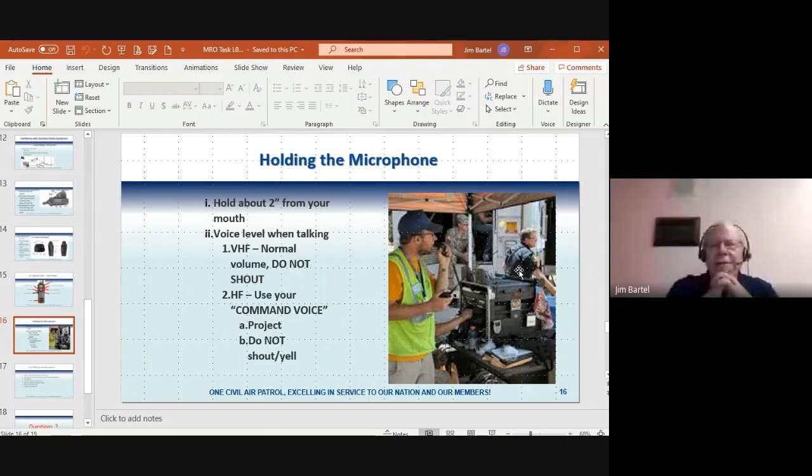Yeah. On VHF, if you shout, it will make your voice distorted. And if you're using the P25 digital connections, that could cause your voice to cut out entirely because it will overload the radio. So yeah, just talk in a normal voice like you would on a phone. Works just fine.